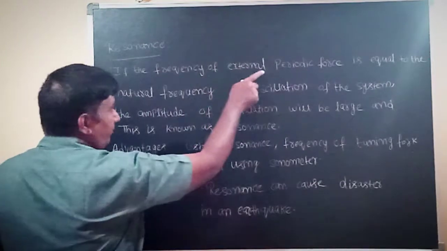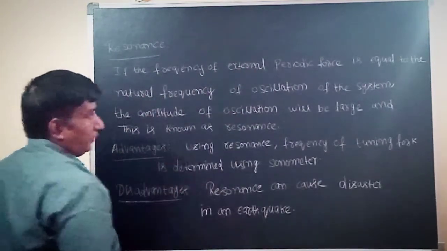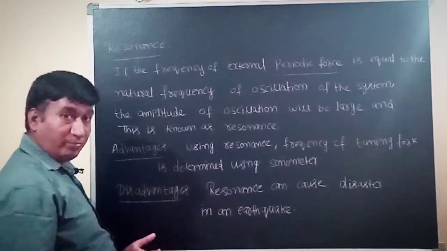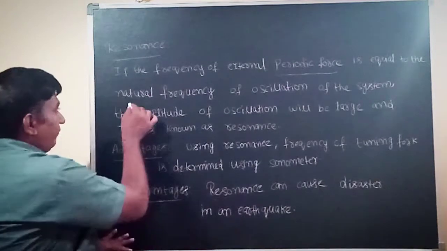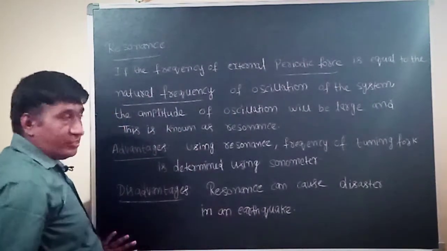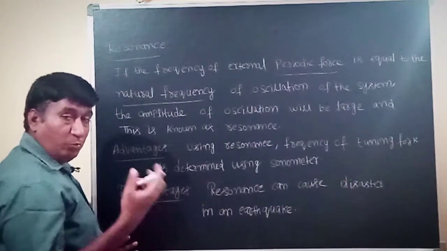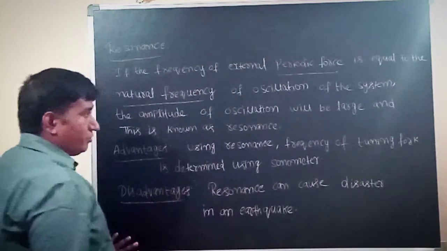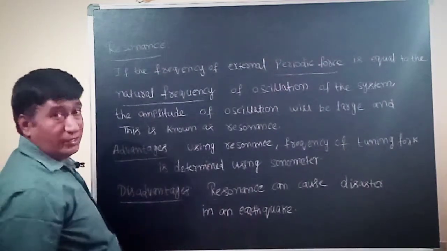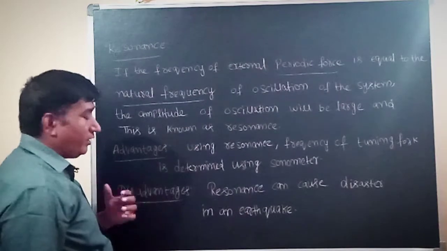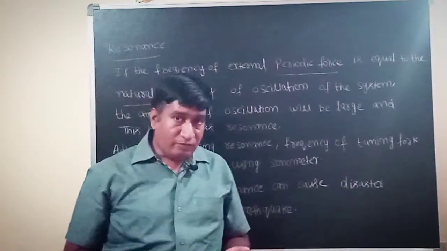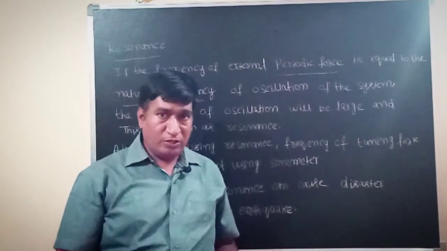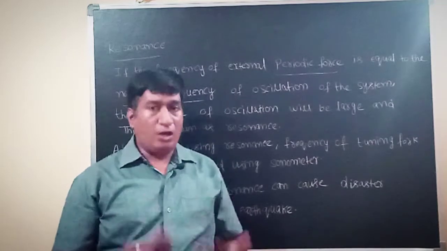If the frequency of the external periodic force equals the natural frequency, that is, whenever a force is applied it has some external frequency, and that external frequency equals the natural frequency of oscillation of the system, where system means a body or whatever it may be, then the amplitude of oscillations will be larger, and this is known as resonance. So we can define resonance in a simple manner: whenever the external frequency equals the natural frequency of the body, at that time the amplitude will be large.